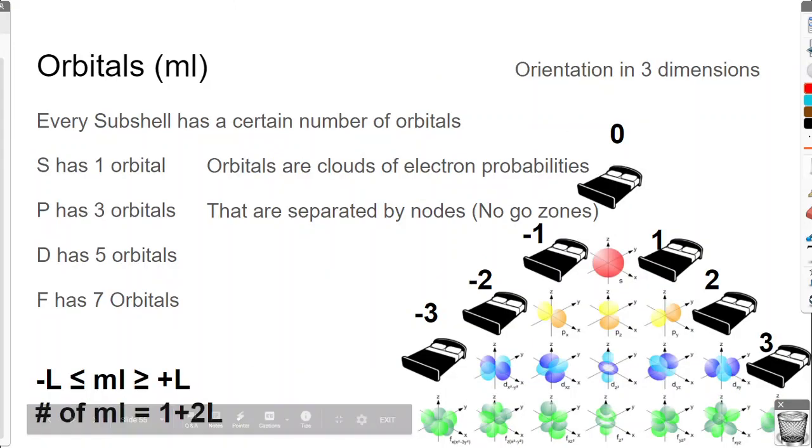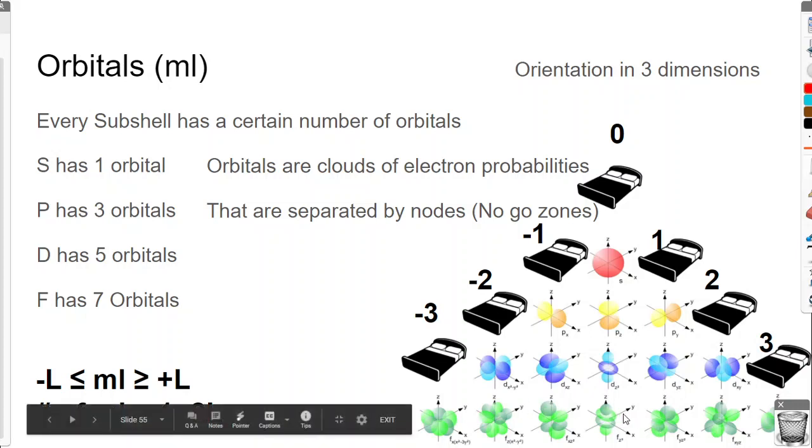Okay, so what's up with the orbitals? Well, every orbital can hold 2 electrons. So that means if we have an S subshell with just one orbital, we've got 2 electrons. If we have a P subshell with 3 orbitals, then we have 6 electrons. If we have a D subshell with 5, 5 times 2 is 10. F subshell with 7, 7 times 2 is 14.